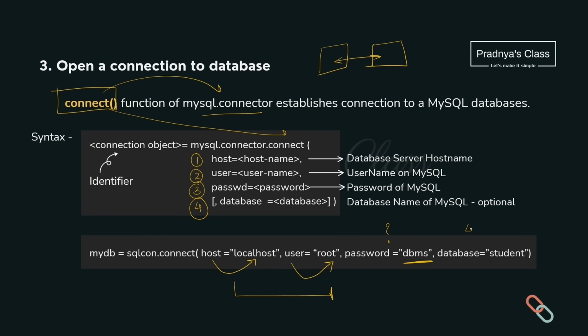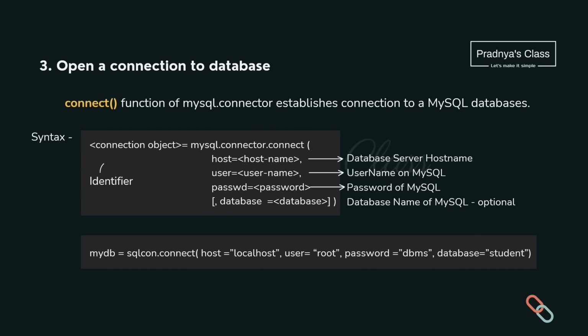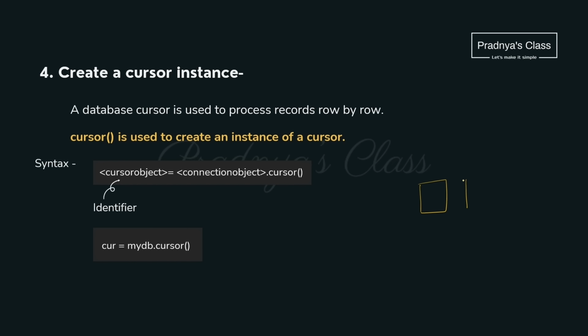Now let's check out the fourth parameter. It is database. On which database you have to work, that name you will be mentioning here. It is an optional parameter. If you are not working with a database, you can skip it. But generally we work with the database because tables will get created in the database itself. So with the connect function we will be creating one connection object. This is nothing but an identifier. Let's give some name to it, that is mydb. With that step the connection got established between Python and MySQL.